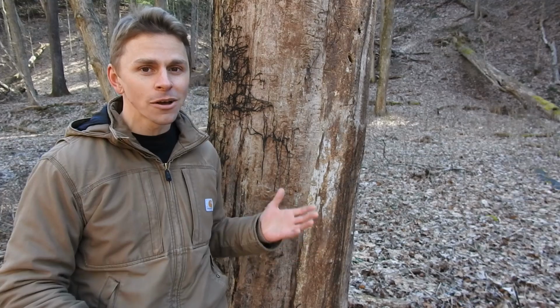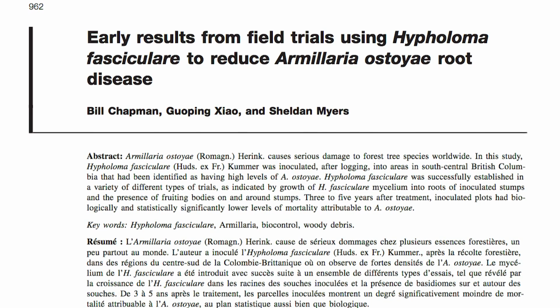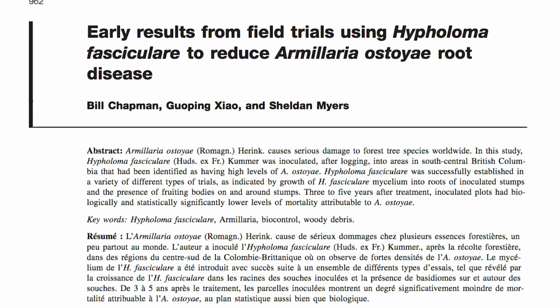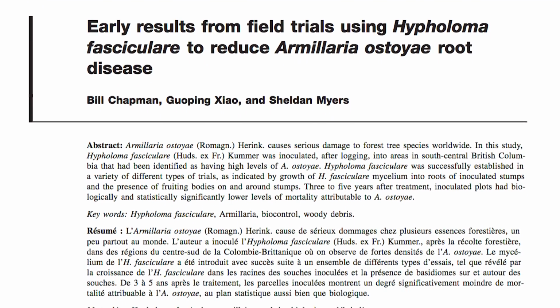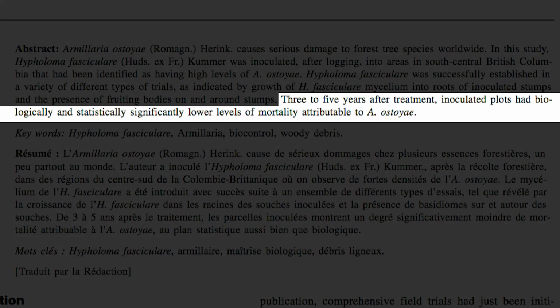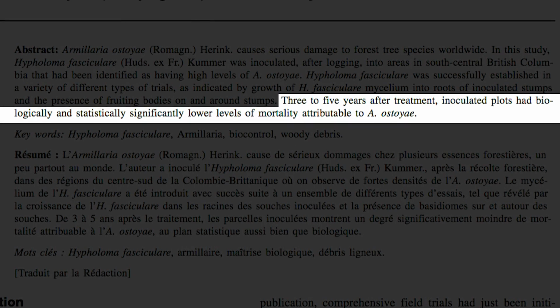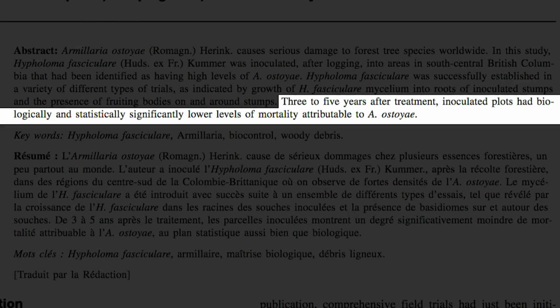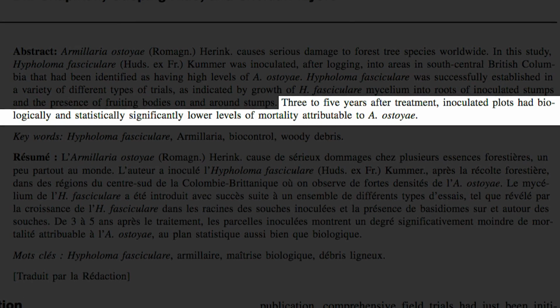Fortunately, a follow-up study was conducted in 2004, and again, researchers wanted to see if inoculating stumps with sulfur tuft fungi in areas replete with Armillaria infection would reduce tree mortality caused by Armillaria root disease. So in this study, researchers analyzed 5 test sites, and after 3 to 5 years of treatment, all plots that were treated with sulfur tuft fungi had lower tree mortality caused by Armillaria. So let's discuss this for a couple of seconds.